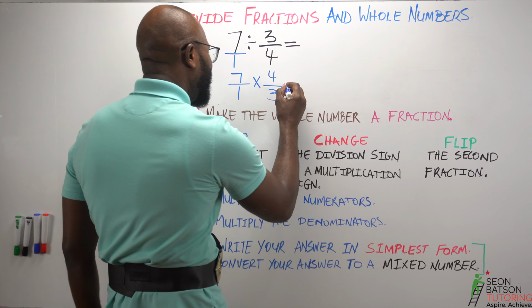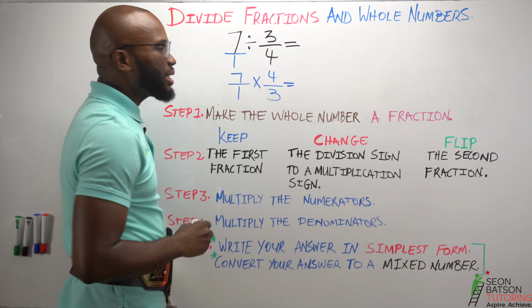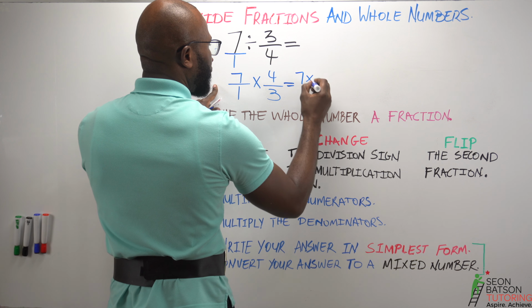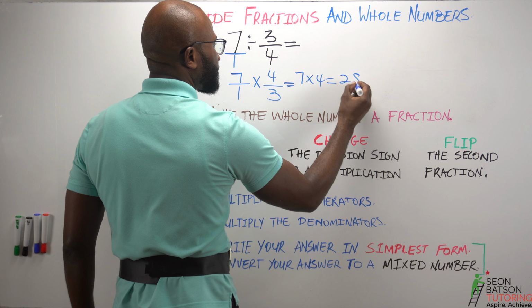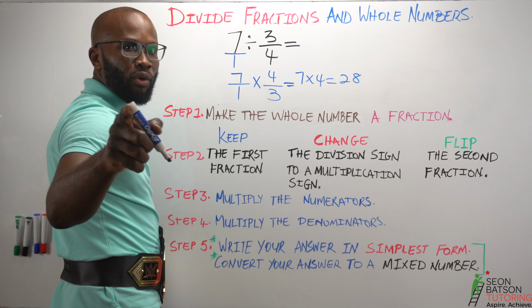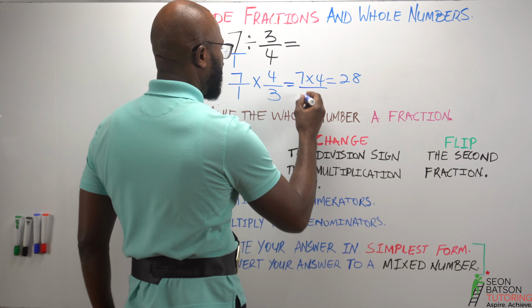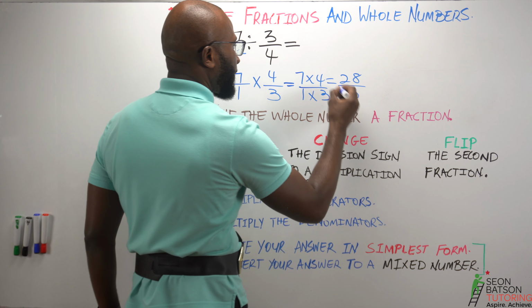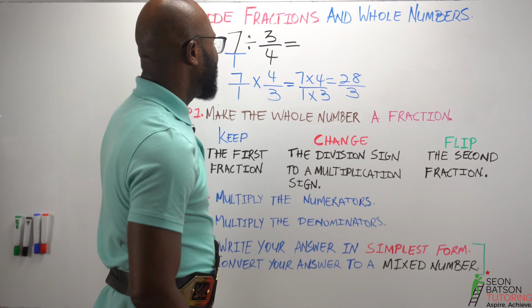Perfect! Now, we are going to multiply the numerators. Yes? Let's multiply. Our numerators in this example are 7 and 4. 7 times 4 will give us 28. Then we will multiply the denominators. Our denominators are 1 and 3. And 1 times 3 will give us 3. So far, so good? All right.